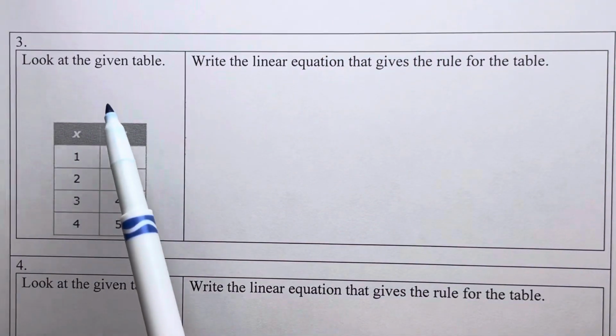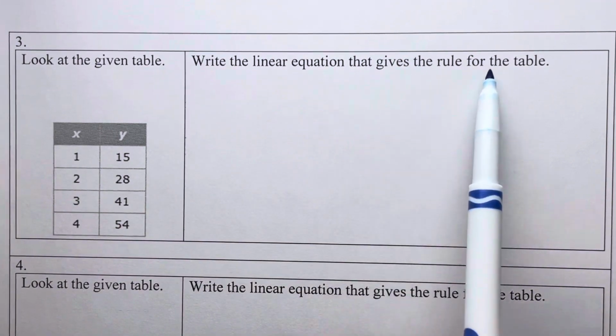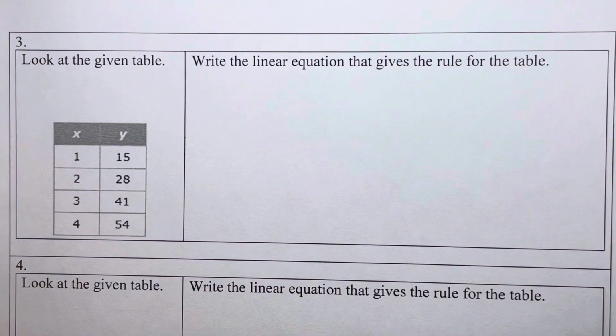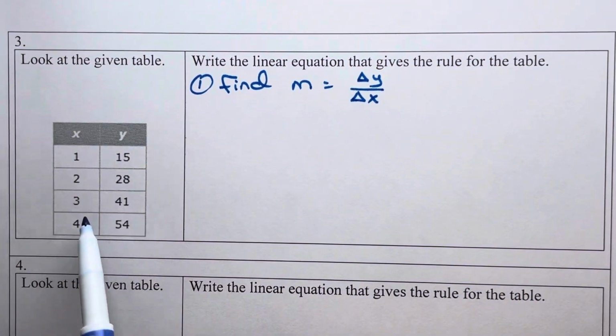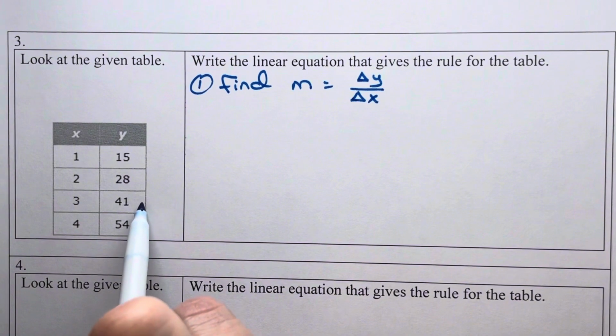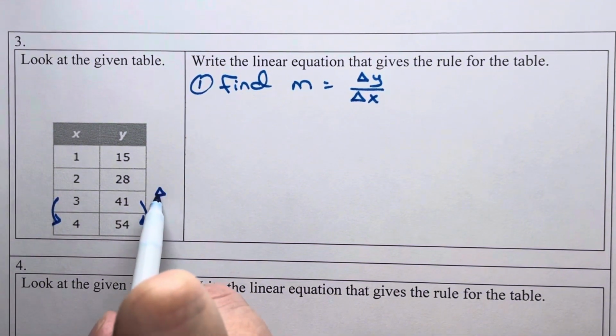Example 3. Looking at the given table, we need to write the linear equation that gives the rule for this table. To begin this process, we need to find m from our table with the change in y values divided by the change in x values. So let's do that now.